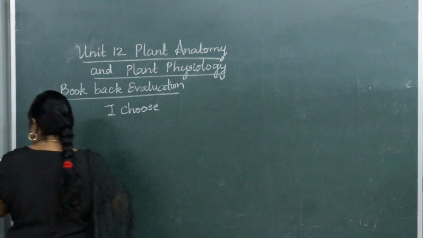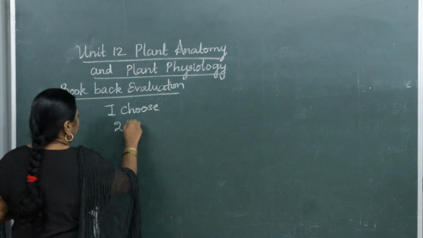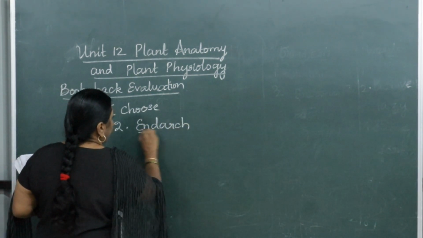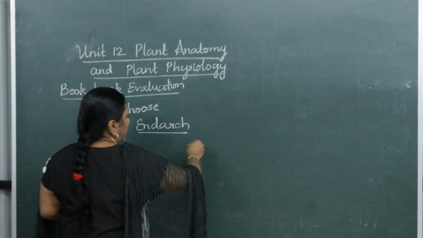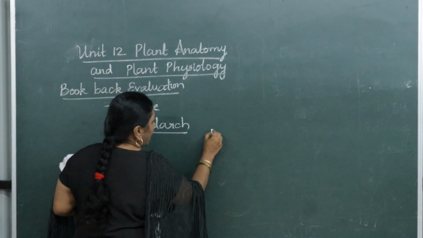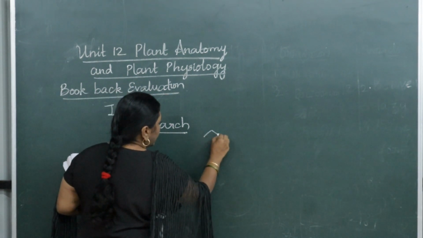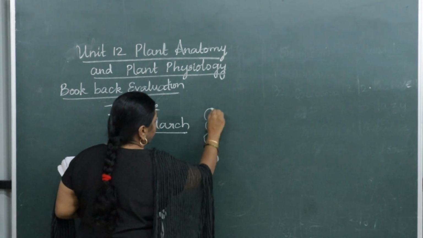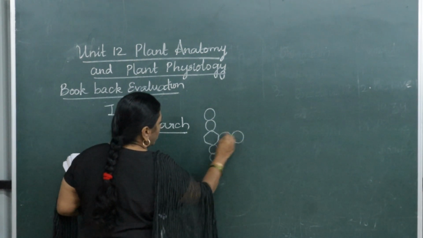And second one, the endarch condition is a characteristic feature of which part of the plant? Endarch. See, regarding the arrangement of xylem, we will have the big cells called metaxylem and the small cells called protoxylem.